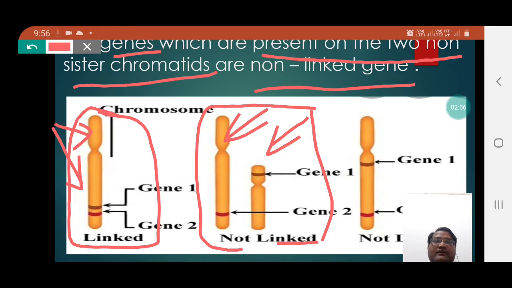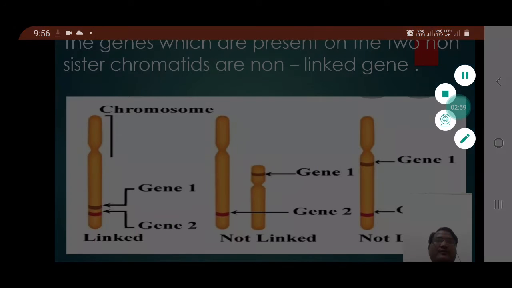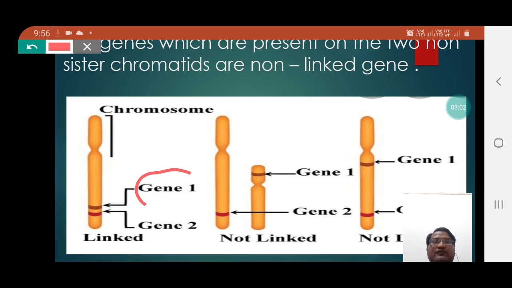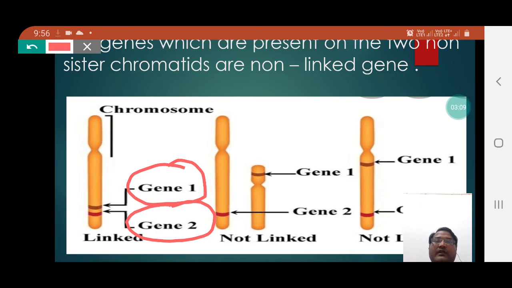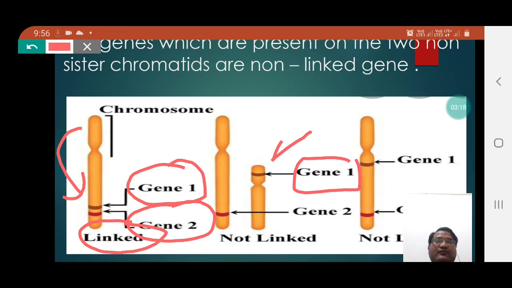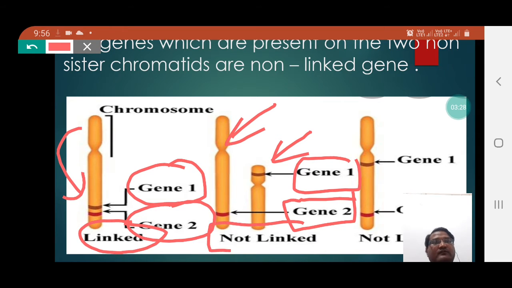So students, if gene 1 and gene 2 are present on the same sister chromatid, then they will be called linked genes. But if gene 1 is present on this chromosome and gene 2 is present on a non-sister chromatid of the other chromosome, then they will be called non-linked genes.